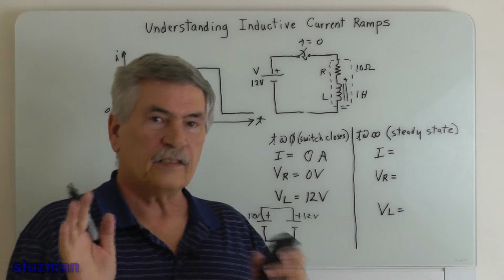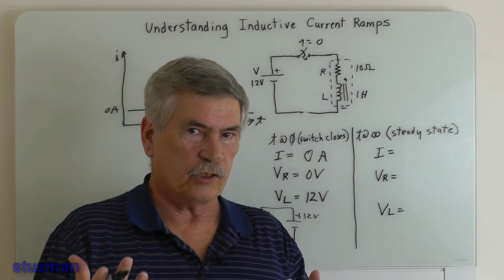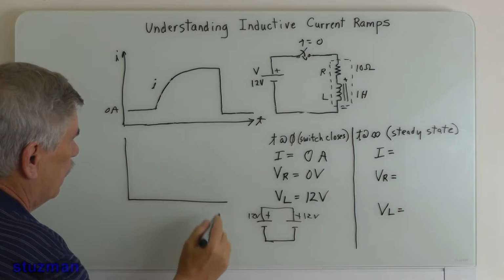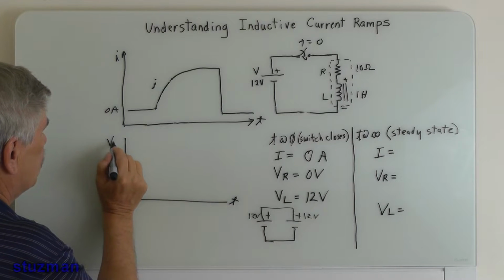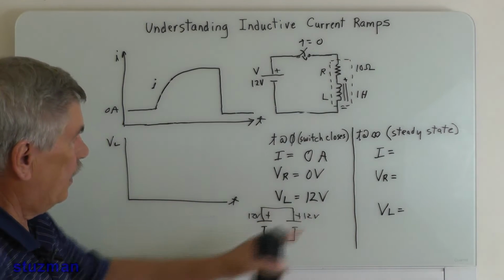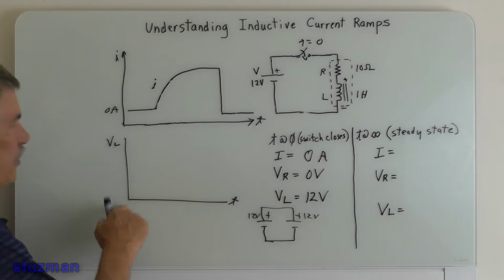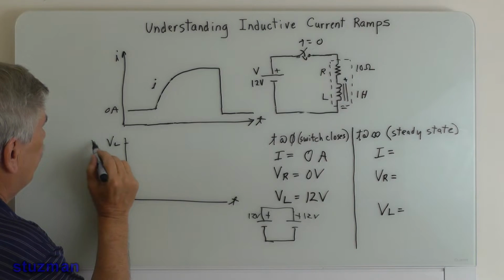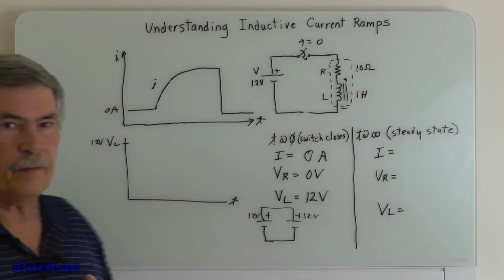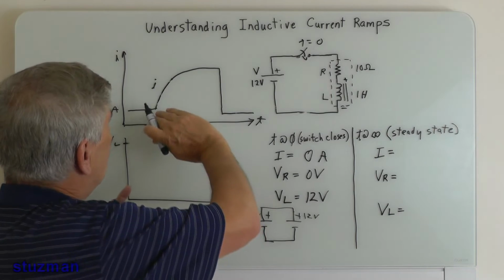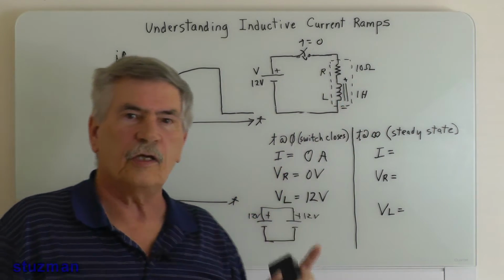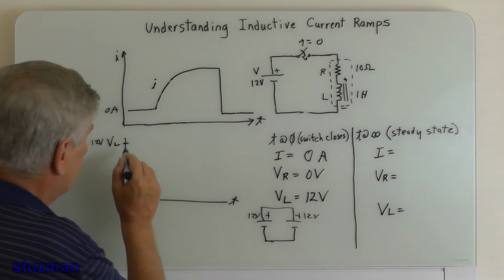But now, let's take a look at the voltage that's across that inductor. This is the current, and here's our time. Here's the voltage that's across the inductor, okay? At that very instant, let's say time is 0, right up here, let's say that's 12 volts. Now, as this current is coming up, that means the voltage across the inductor is going to be coming down.